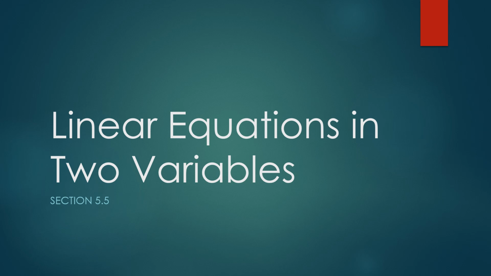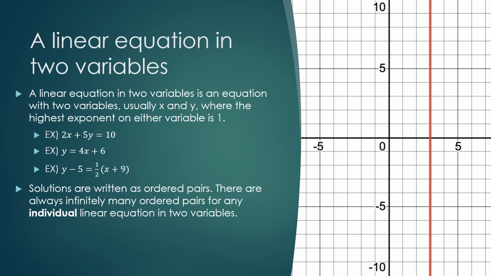In this video, we're going to introduce linear equations involving two variables. What is a linear equation in two variables? A linear equation in two variables is an equation with two variables, usually x and y, where the highest exponent on either variable is 1. Here are a couple of examples.